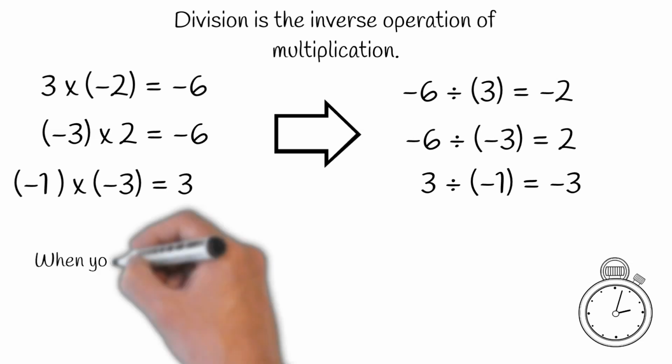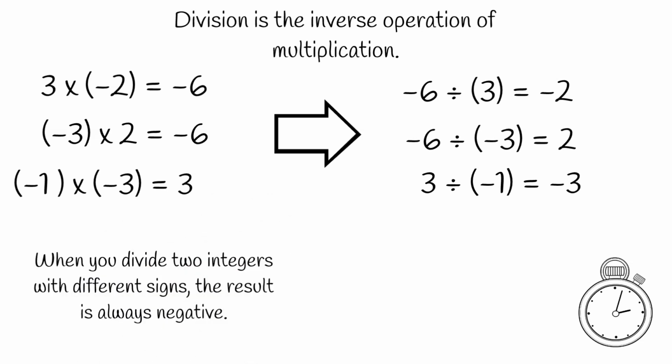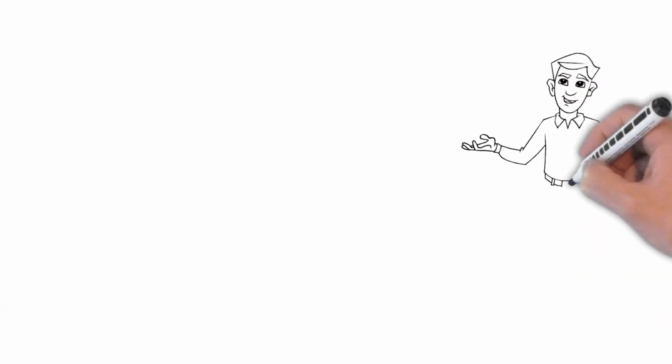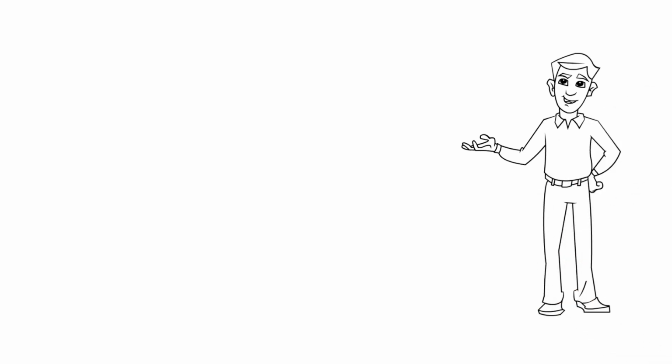In a similar way, when you divide two integers with different signs, the result is always negative. When you divide two integers with the same signs, the result is always positive. Now, you already know the rules when multiplying and dividing integers.